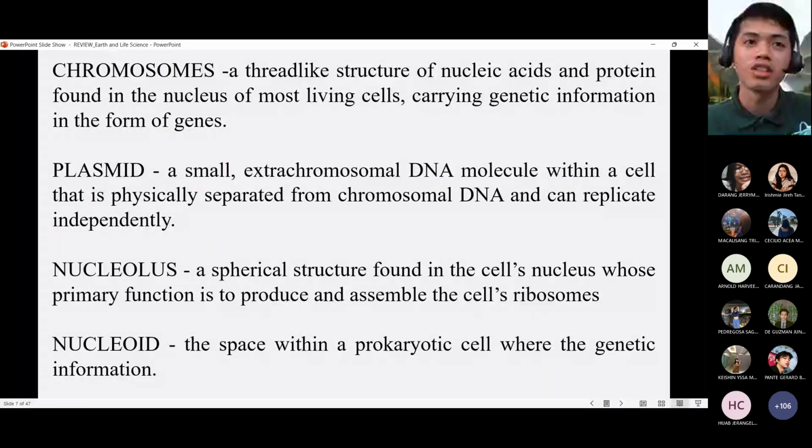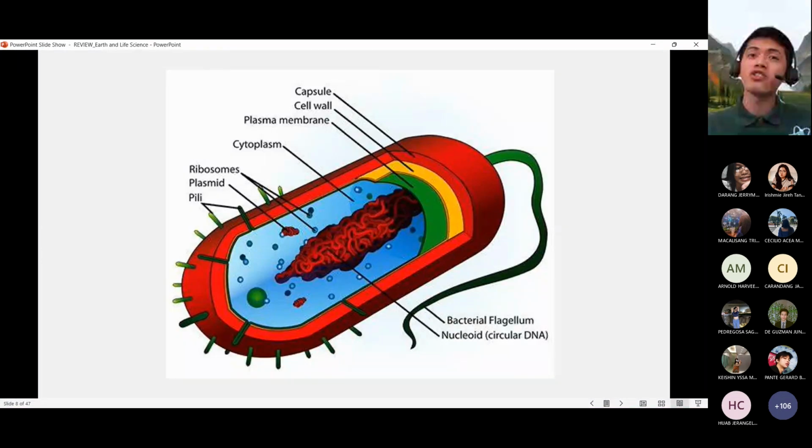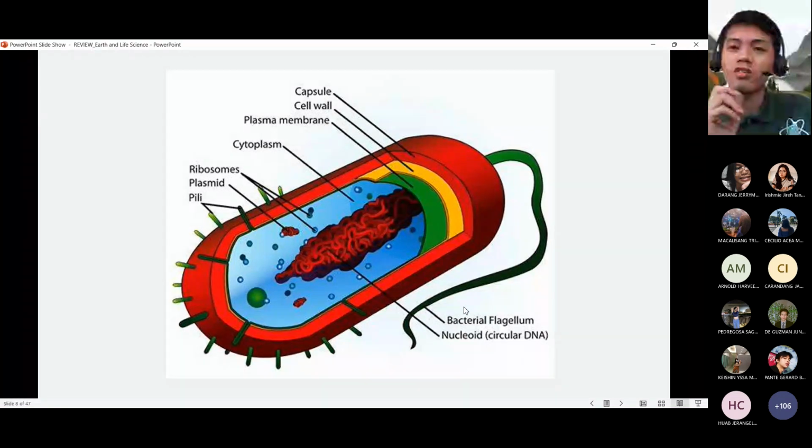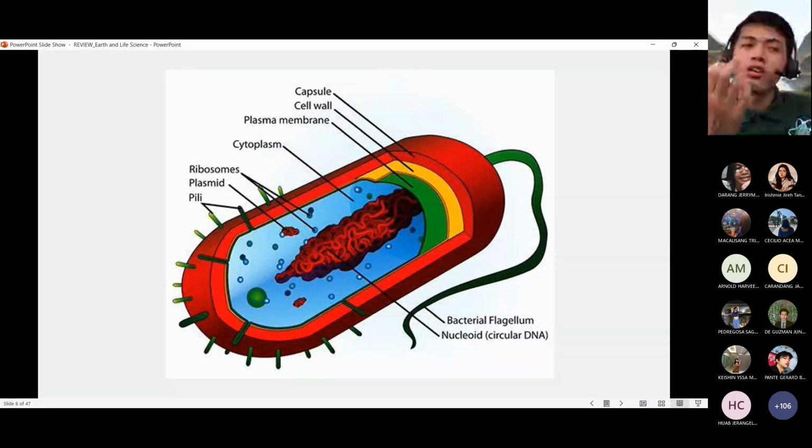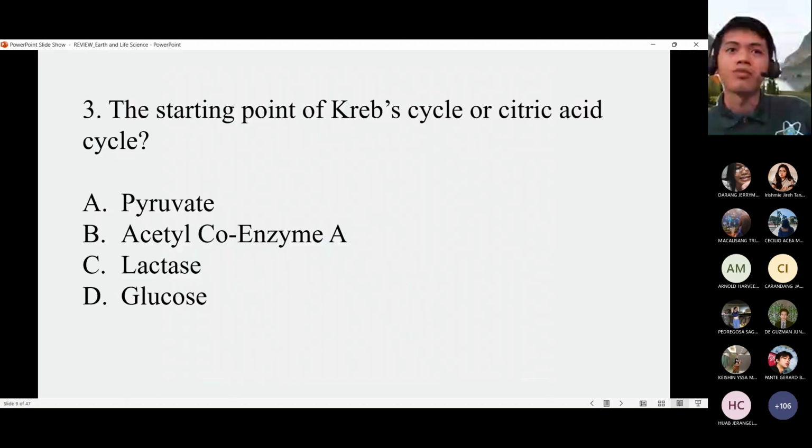Okay, that's nucleoid region. Now here is an imagery of a bacterial cell. Remember that it has this flagellum, which functions as the whip-like structure. We also have the capsule, the cell wall, the plasma membrane, the barrier in and out of the cell, the cytoplasm, wherein the organelles are embedded. We also have the ribosomes for protein synthesis, the plasmid, the extrachromosomal DNA, the pili. Now, for the attachment.